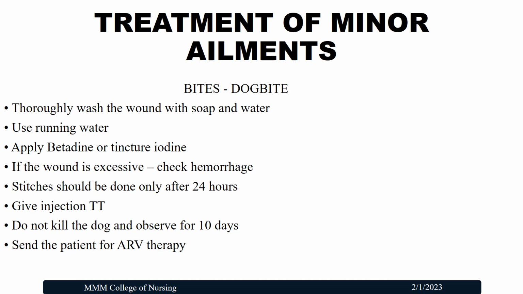Dog bite. Thoroughly wash the wound with soap and running water. Apply betadine or ginger iodine. If the wound is excessive, check for hemorrhage. Stitches should be done only after 24 hours. Give injection TT. Do not kill the dog and observe it for 10 days. Send the patient for ERV therapy.